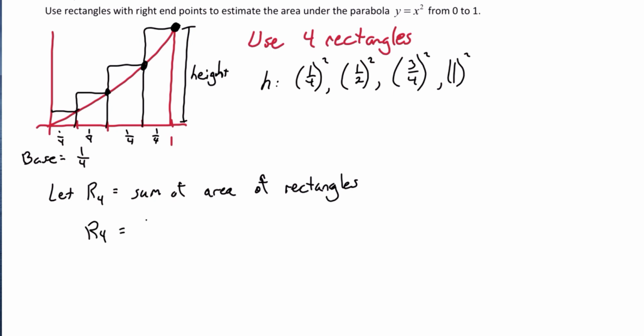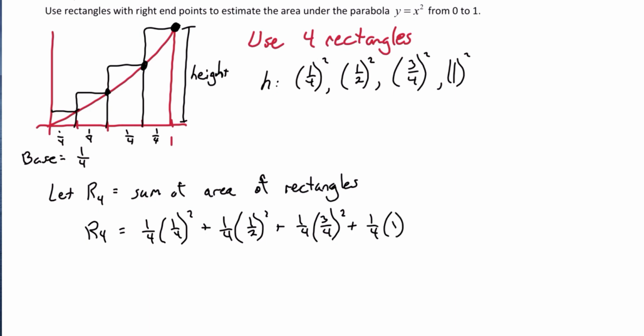is the base of the first rectangle times its height. We have 1/4 squared plus the base of the next rectangle, 1/4, times its height, which is 1/2 squared, plus 1/4 times the height of the third, 3/4 squared, plus the base of the 4th times its height, 1 squared.